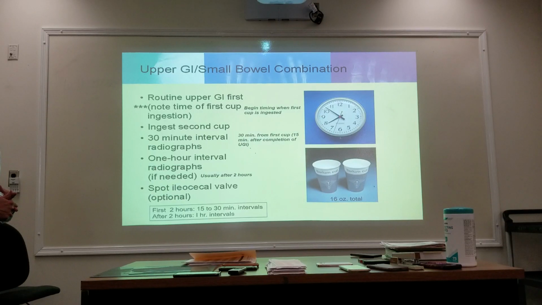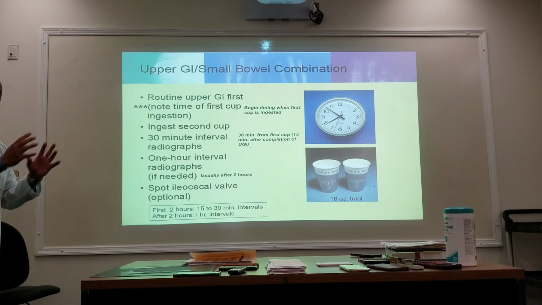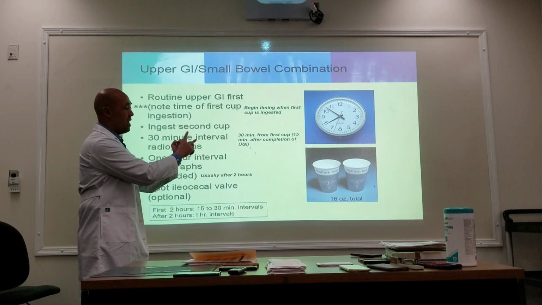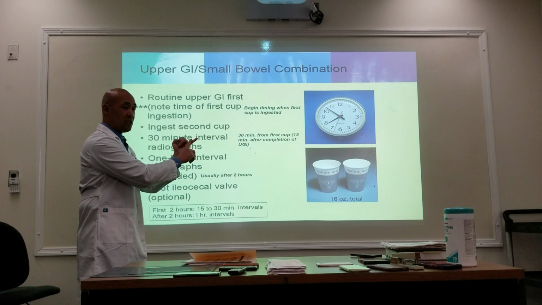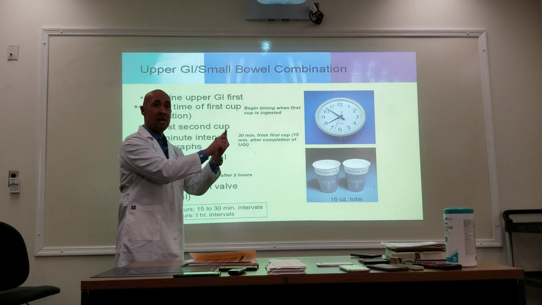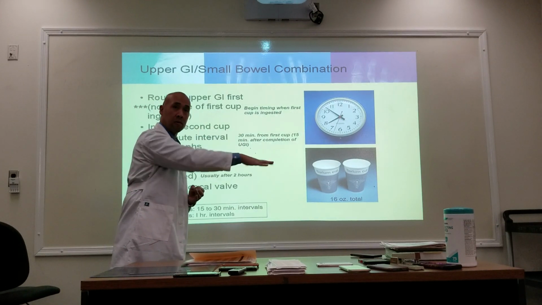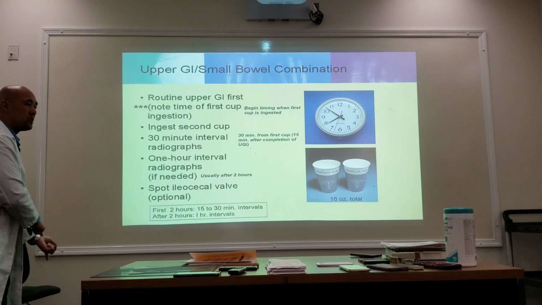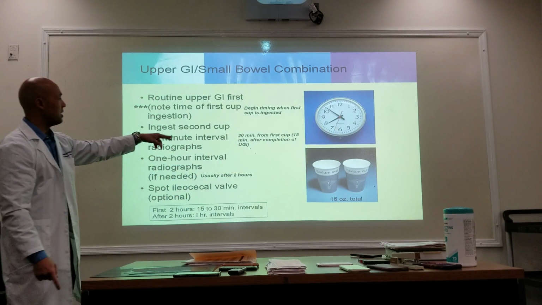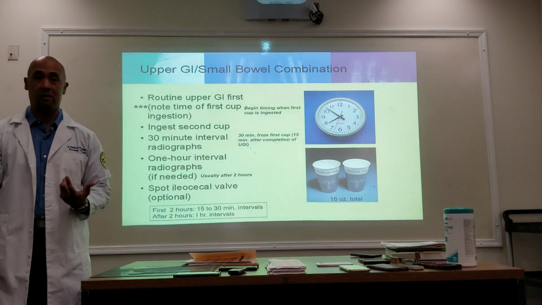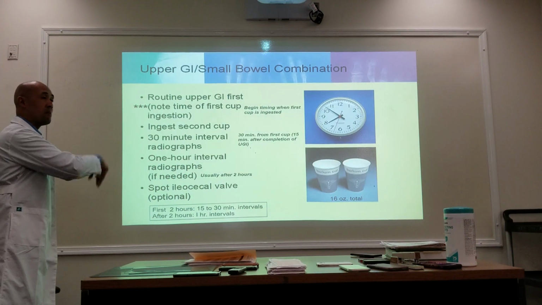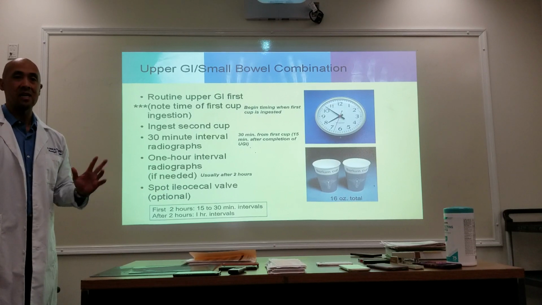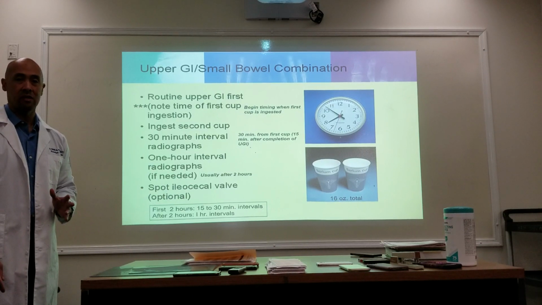Okay, you guys follow? All right, so I'm going to backtrack a little bit. Upper GI, you finish the upper GI, and part of the upper GI that you've done is a PA KUB, a prone KUB, okay? Then you're going to sit them up to drink the second cup of contrast. Then you're going to lay them down, and now you're going to take your second KUB in a PA projection.